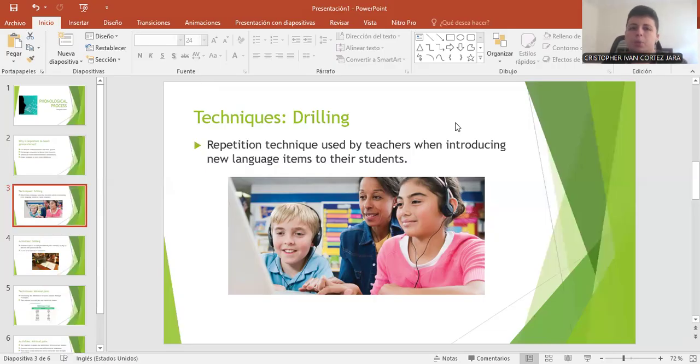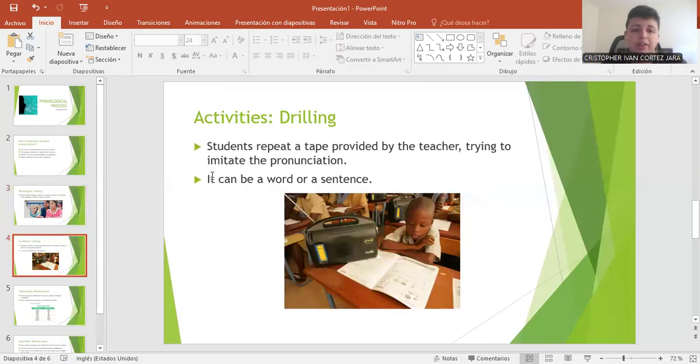So one of the most common activities that drilling has is to provide the student with an audio so that he can repeat and try to imitate what he's hearing. This is a common exercise that is being applied all over the country.